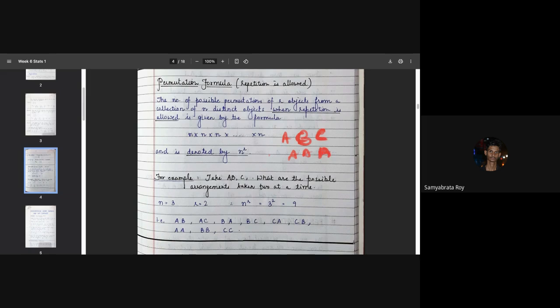These notes, yeah, I'll be sharing it. After the session, I'll be sharing it in the group.